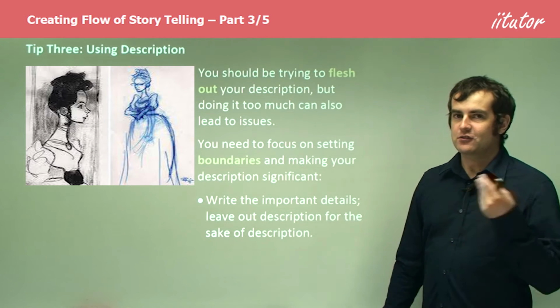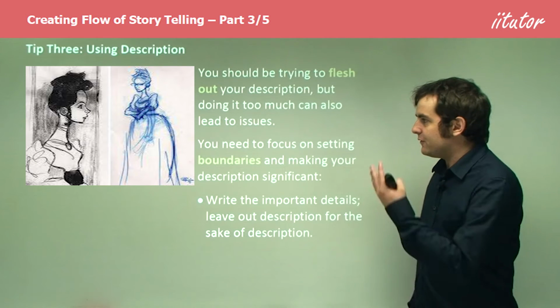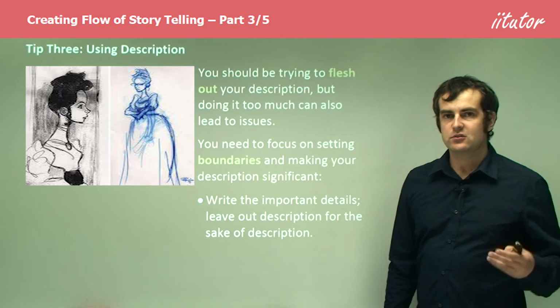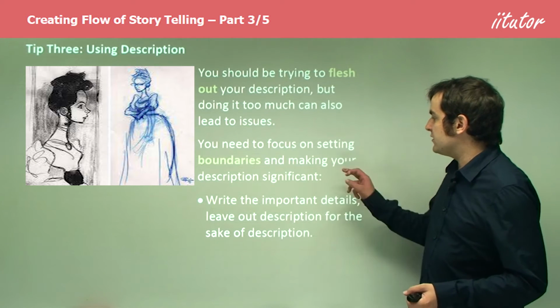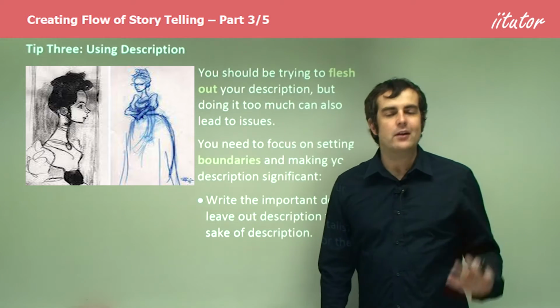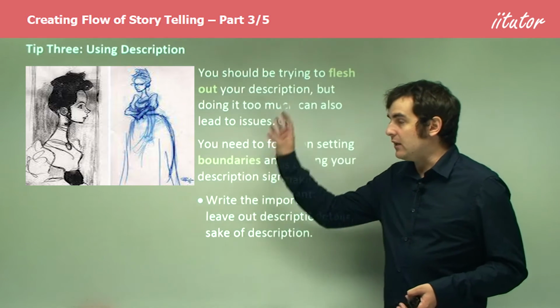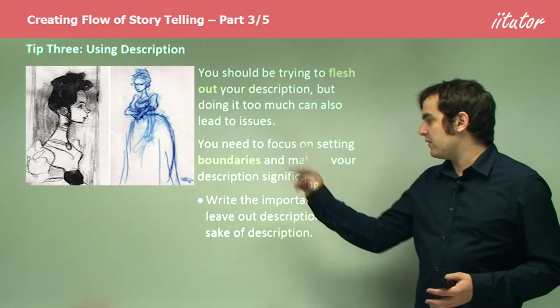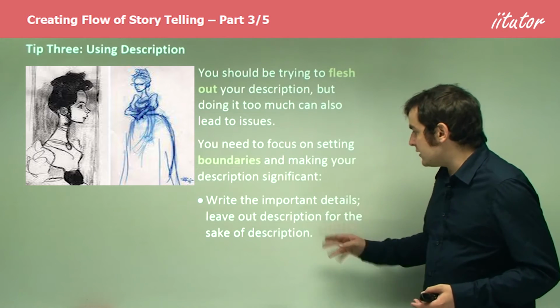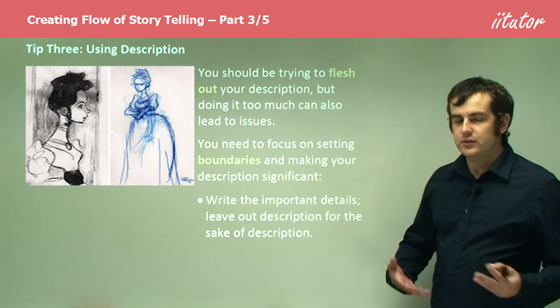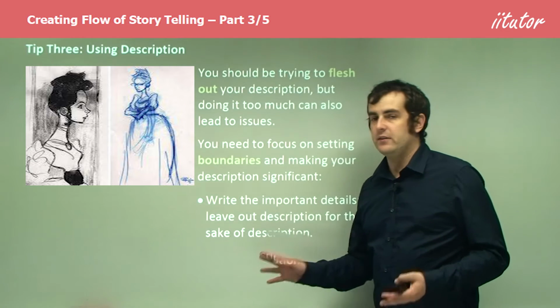I wouldn't focus on describing her eyes and the chin and the mouth and everything else about her character, because that's not really going to add to my story. And so that is what I mean by setting boundaries and making your detail significant. It's all well and good to be able to elaborate on those things, but you need to be very selective. So you need to write the important details and leave out description for the sake of description. I'm not going to describe her for the sake of it.